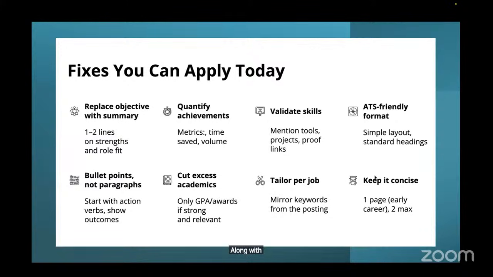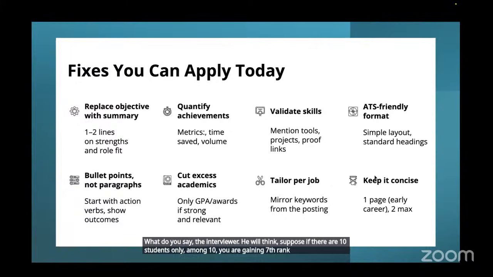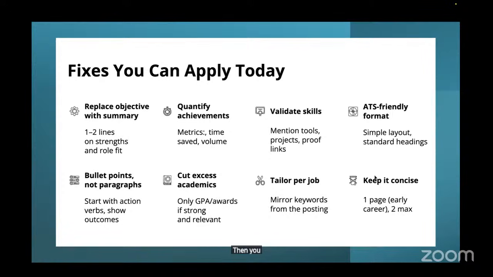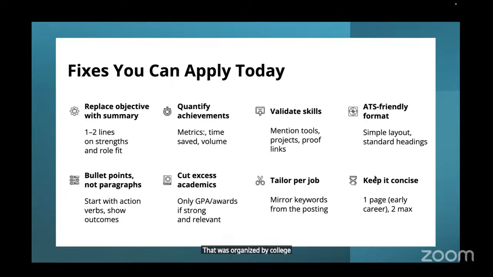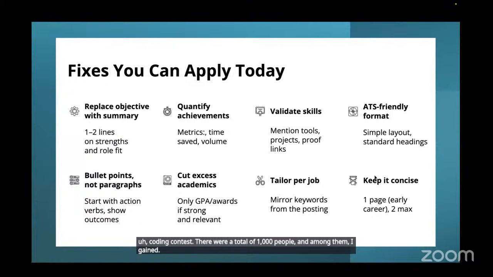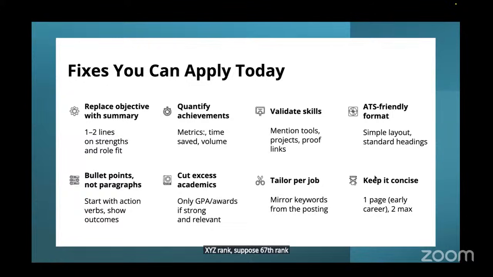Along with that, suppose you are writing that you got seventh rank. What will come to the mind of the interviewer? He will think, suppose there are only 10 students, and among 10 you gained seventh rank, that is not a thing. Then what should you do? You must add the number of participants as well. If you are adding that I was in a coding contest organized by college, an inter-college coding contest, there were a total of 1000 people, and among them I gained suppose 67th rank. That is the thing you have to add.